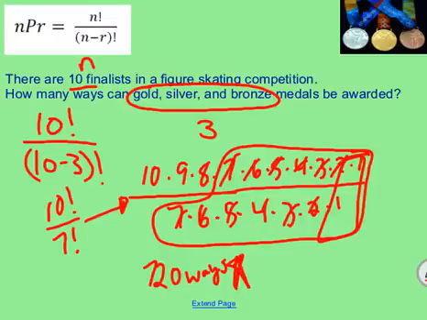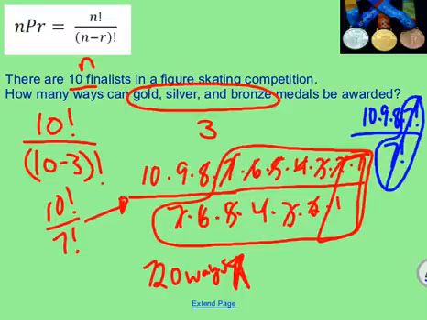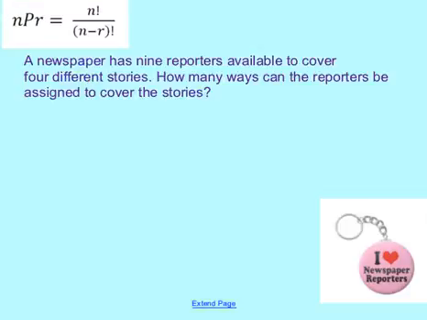One other thing you might start seeing me doing is writing 10 times 9 times 8 times 7 factorial divided by 7 factorial. These two things right here are going to cancel to be 1 every time. So I might start writing it in the way in blue.